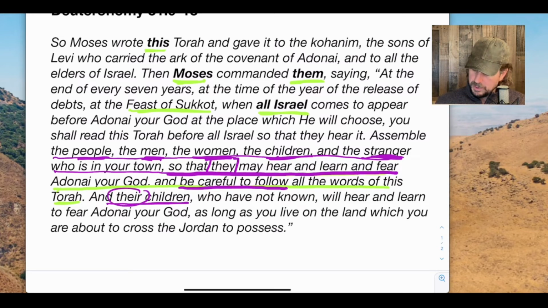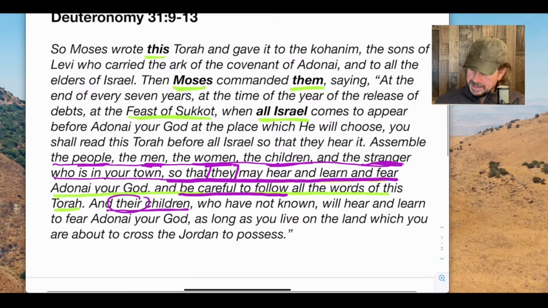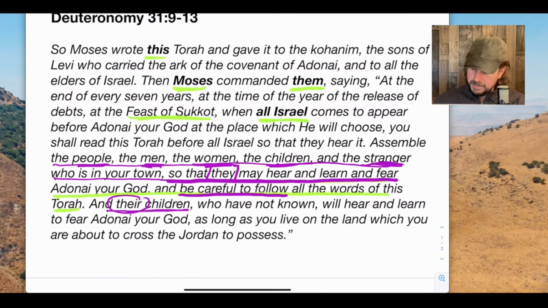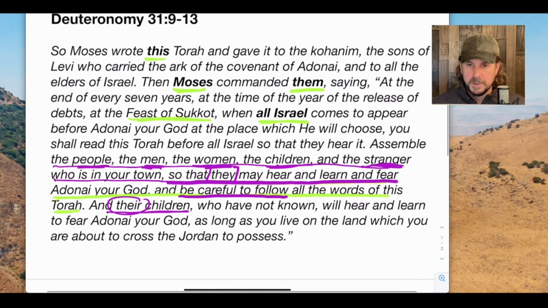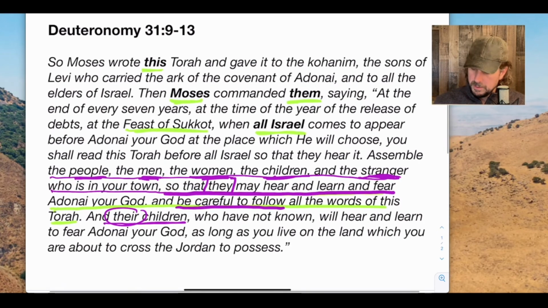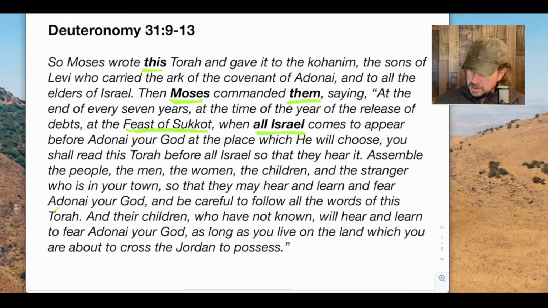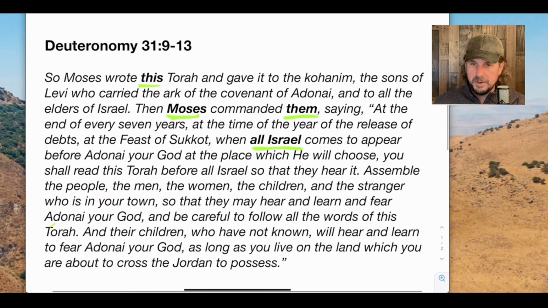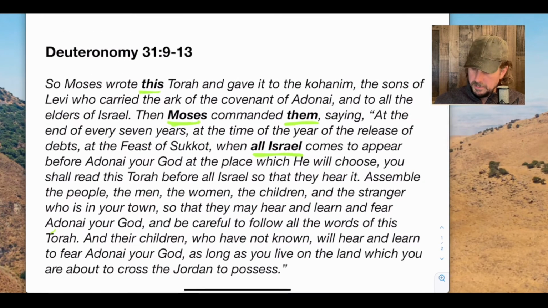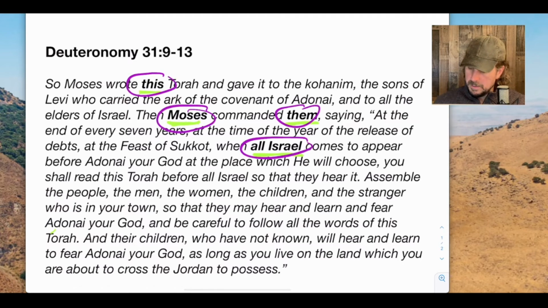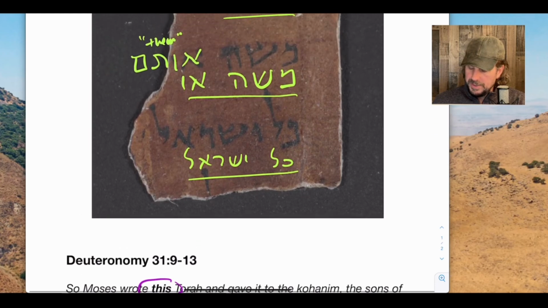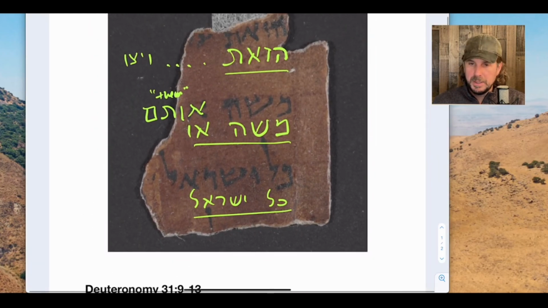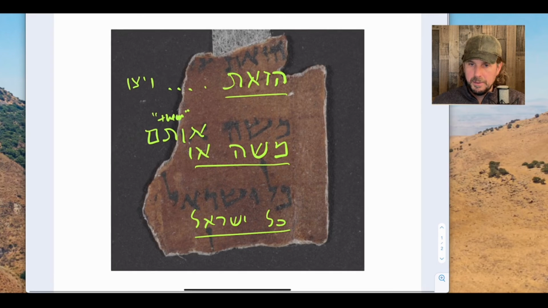Who have not known will hear and learn to fear Adonai your God, as long as you live on the land which you are about to cross over the Jordan to possess. Great passage of Scripture. The core bit here for our purposes is to point out that this is the only place in the Torah where we have these words clustered together in this way, and we know that this is in fact a fragment from Deuteronomy 31.